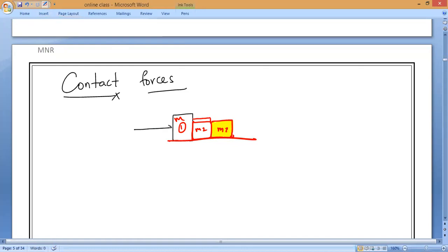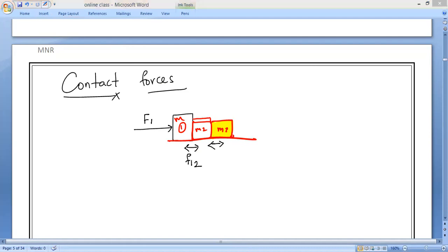So you will notice it. I'm applying the force on F1. So now, as we know, if I'm applying the force F1 on M1, the force acting between M1 and M2 is called F12. In the same way, the force acting between M2 and M3 is called F23. So this is what we have done.